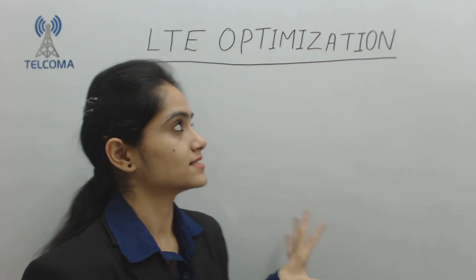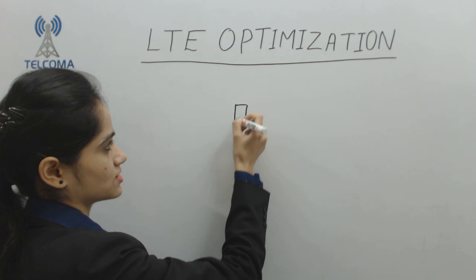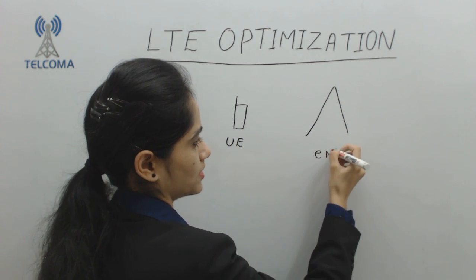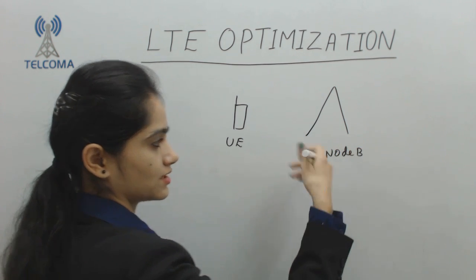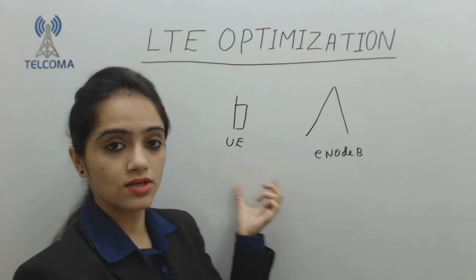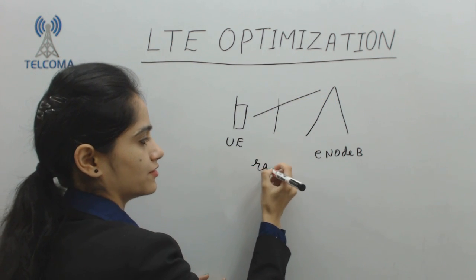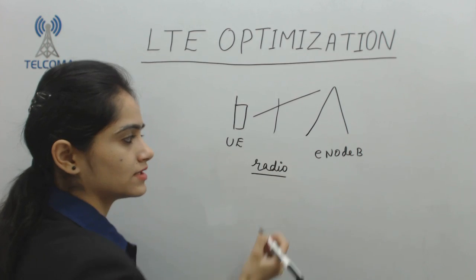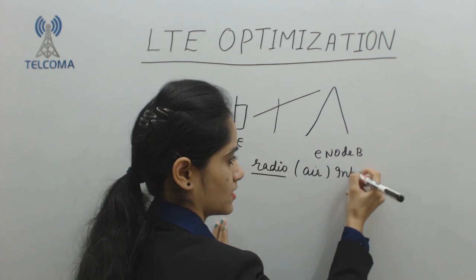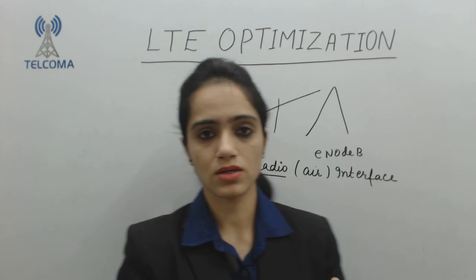So let's understand LTE optimization. LTE optimization means my user equipment is in contact with the e-NodeB, and the e-NodeB is in contact with the core network. The interface between the user equipment and the e-NodeB is the radio interface, or air interface, which is a highly lossy medium.